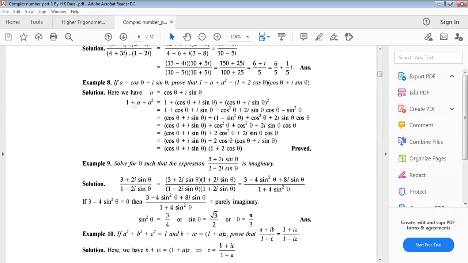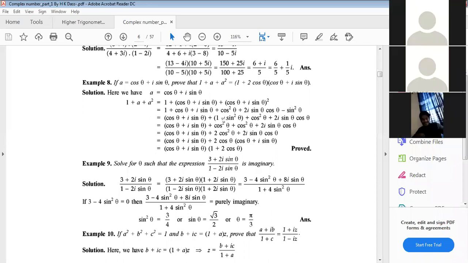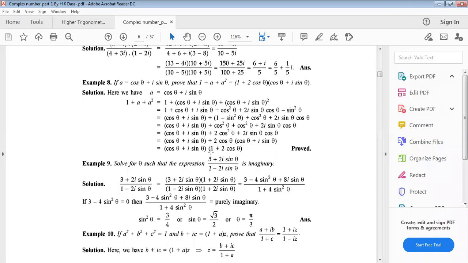Suppose example 8. If a equals cos theta plus i sin theta, prove that 1 plus a square equals this. Just given that a equals cos theta plus i sin theta. Now on the left hand side, we have to prove this equals this. Just putting a equals cos theta plus i sin theta in the left hand side, we get 1 plus a square. Then making this square with the a plus b whole square formula, a square plus twice ab plus b square, then just arranging, we get the required result.